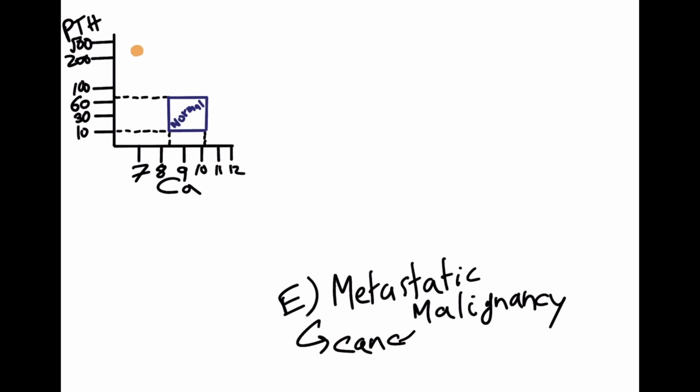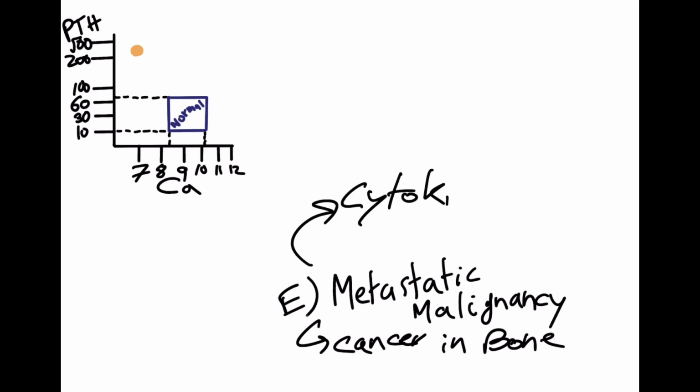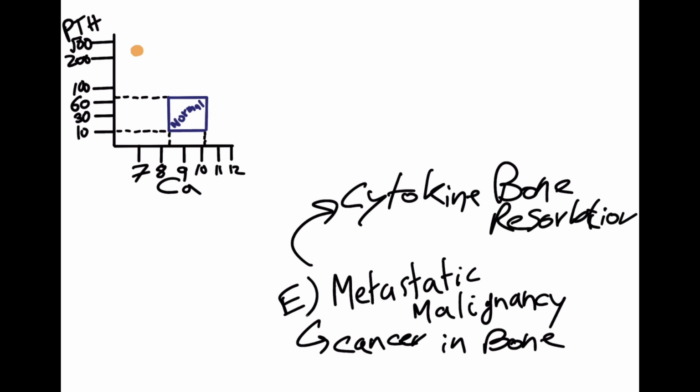Next up, we're going to rule out metastatic malignancy. Here, cancer in the bone. Due to cytokine-mediated bone resorption, you will have a high calcium level in your serum. So the readings on the chart would be high calcium and a low PTH due to negative feedback. Now, this does not match what we see in the chart, so we know that it's an incorrect answer.